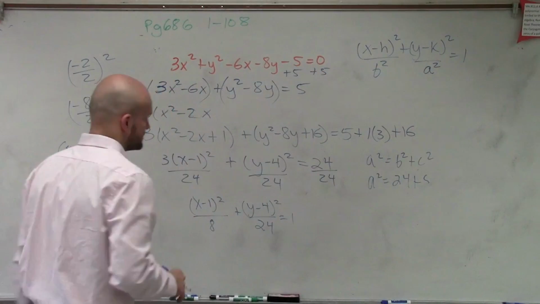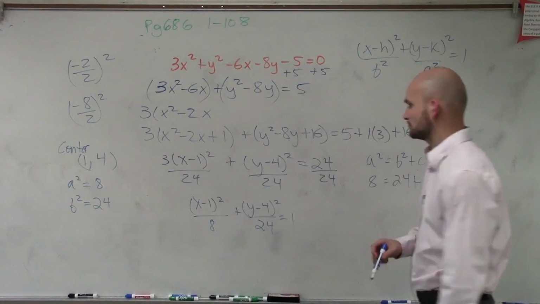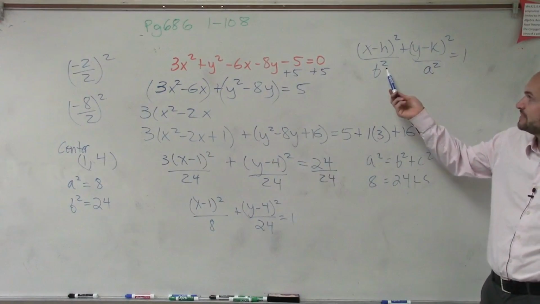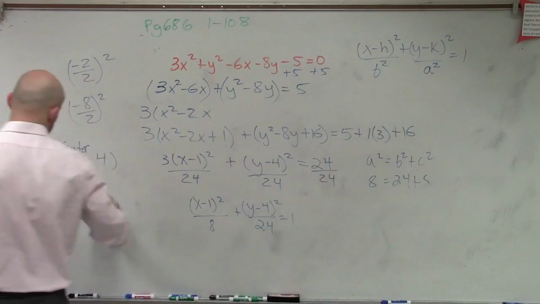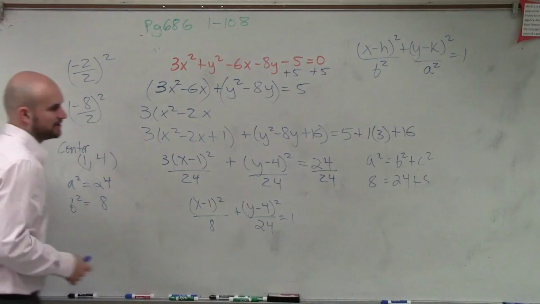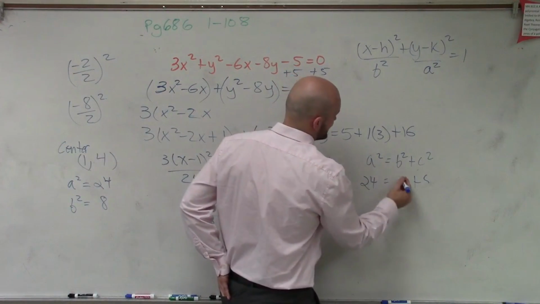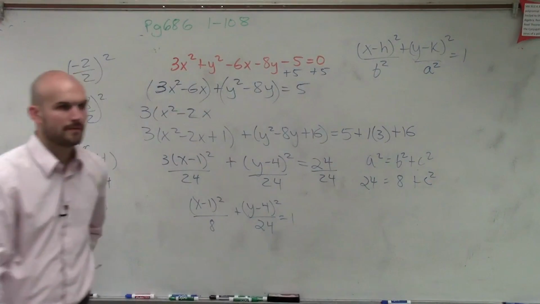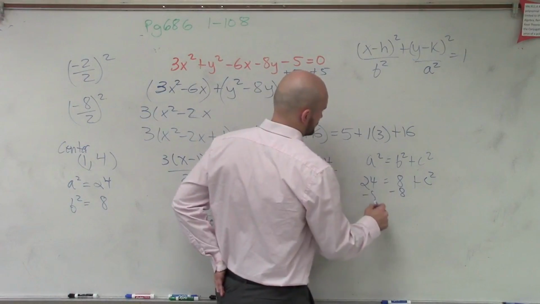Yes. Why is it that b is 24? b squared is 24, because a squared is... remember, the formula is b squared over a squared. Oh, I'm sorry. You're right. OK, thank you. a squared is 24, right? b squared is 8. Thank you. I messed that up. Oh my gosh. So you have 24, and that is your 8, plus your c squared. Yes? Then we subtract 8.